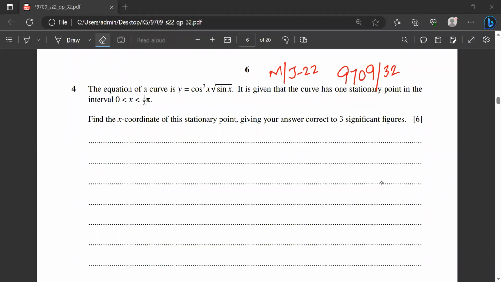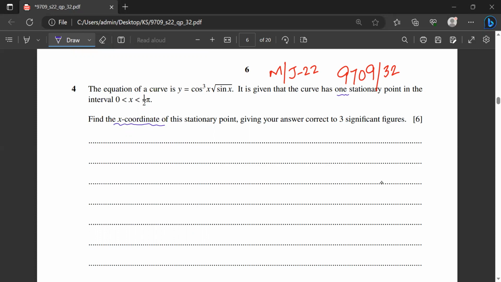This is a question from May/June 22, variant 32, 9709/32. Question number 4. The equation of the curve is y equals cos cubed x times the square root of sine x. It is given that the curve has one stationary point in the interval 0 < x < 1/2 pi. Find the x coordinate of the stationary point, giving your answer correct to three significant figures.